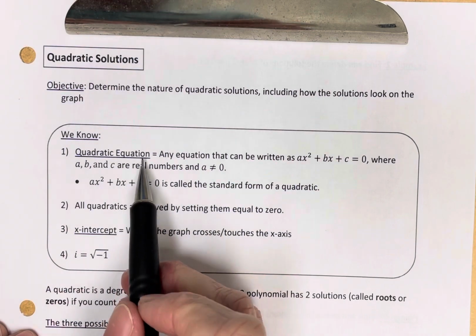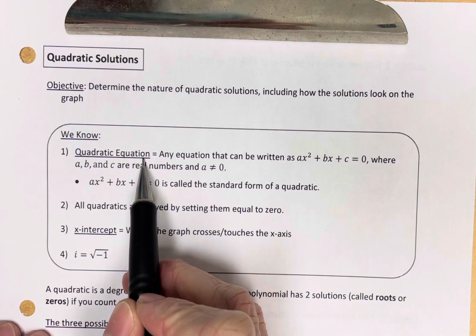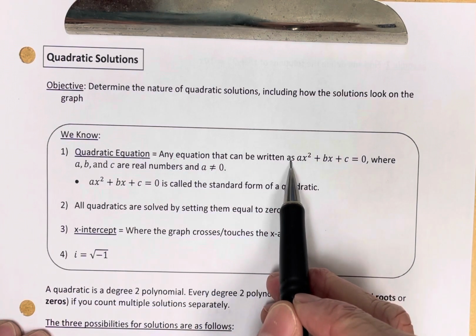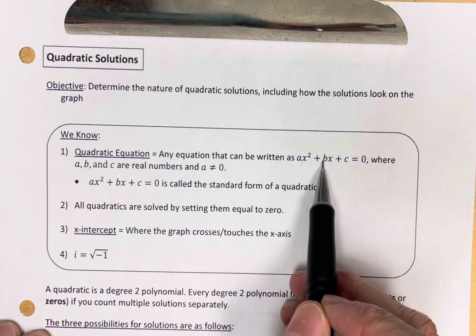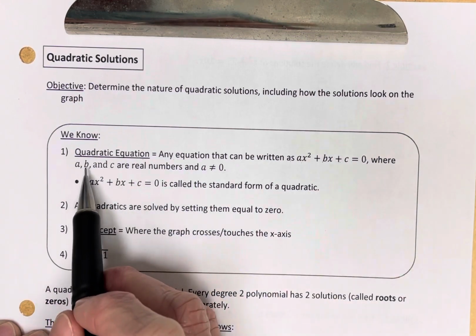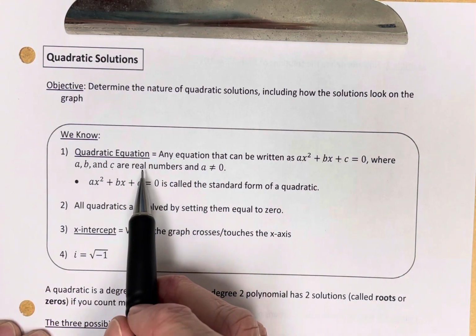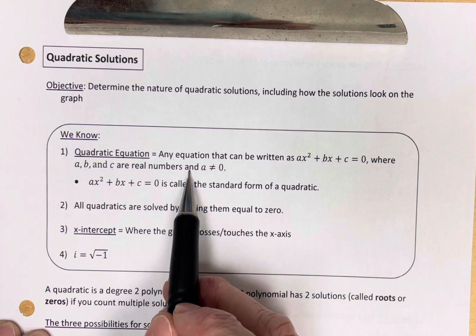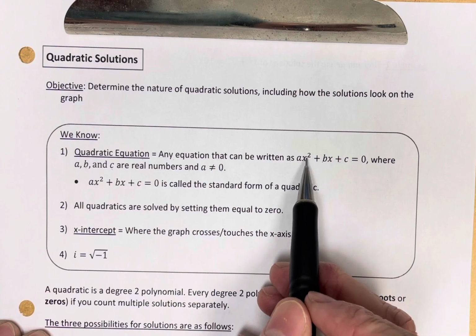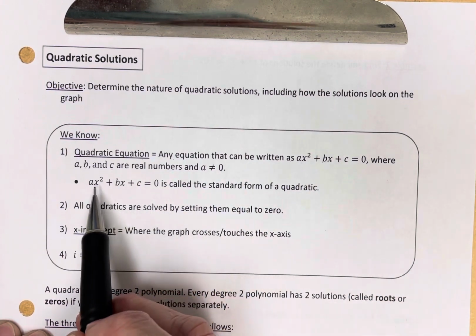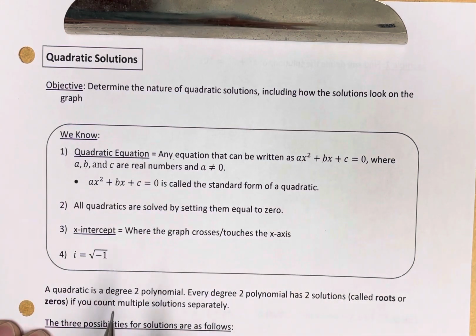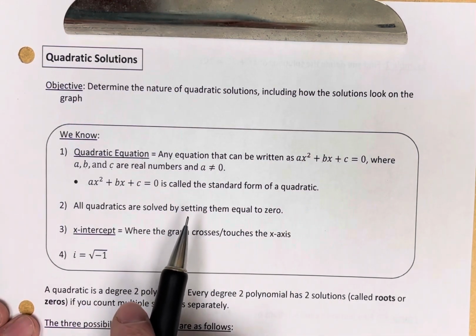Okay, so what do we know? Well, we know what a quadratic equation is, or a quadratic function. Any equation that can be written as ax squared plus bx plus c equals 0, where a, b, and c are real numbers and a is not equal to 0. In other words, you must have a squared term. Ax squared plus bx plus c equals 0 is called the standard form of a quadratic.